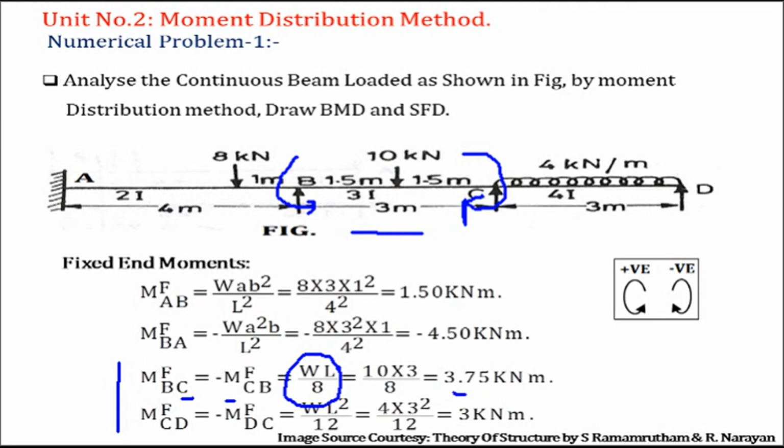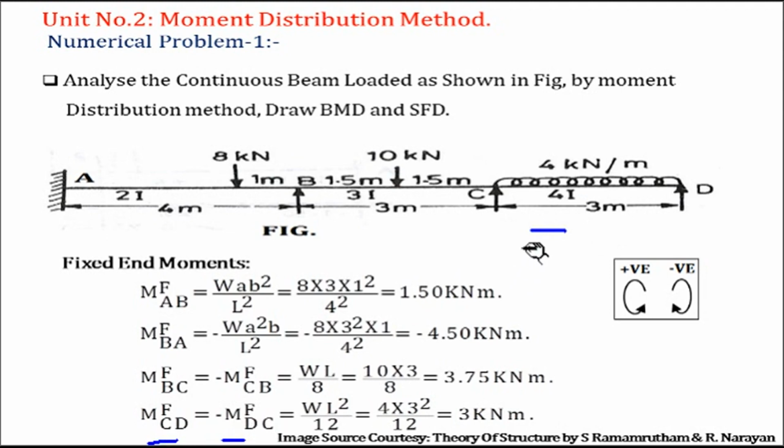Now last span CD is loaded with 4 kN/meter UDL. So MFCD is equal to MFDC, because again the loading is symmetrical. Whatever the fixed end moment, the magnitude remains same. Only sign convention or their rotation is different. Again, anticlockwise we treat as positive and clockwise we treat as negative.